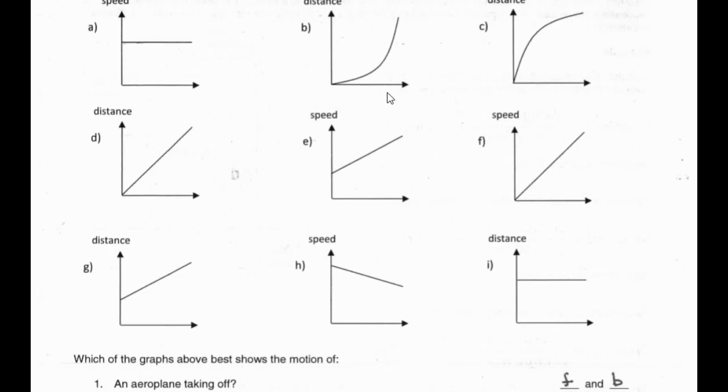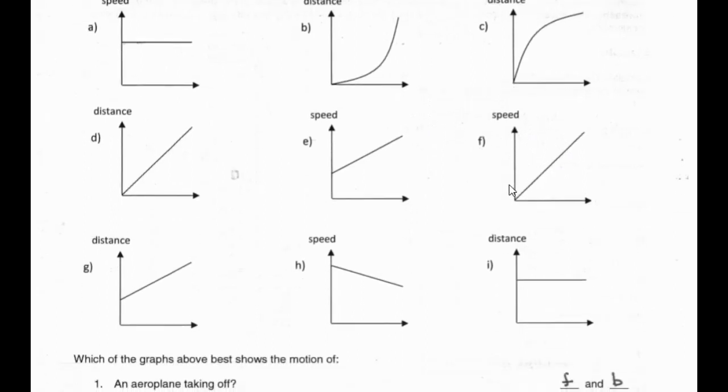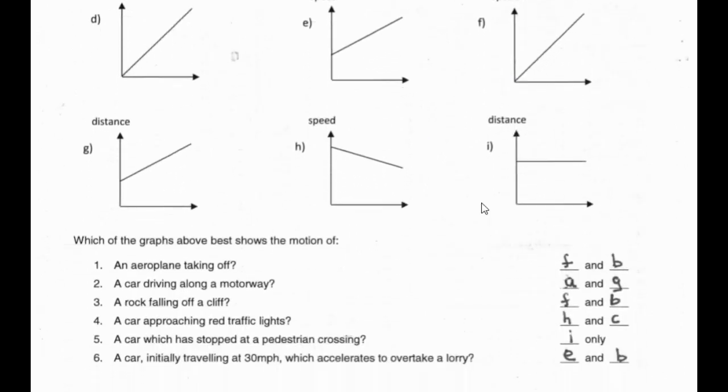What would that look like on a distance time graph? It would look like an upward sloping curve. On a distance time graph, the gradient is showing the speed. So if the gradient is increasing, then the speed is increasing. Whereas on a speed time graph, the gradient doesn't show the speed, it shows the acceleration, and it's showing that it's constant. So this one could be showing the motion of an aeroplane that's just about to take off.